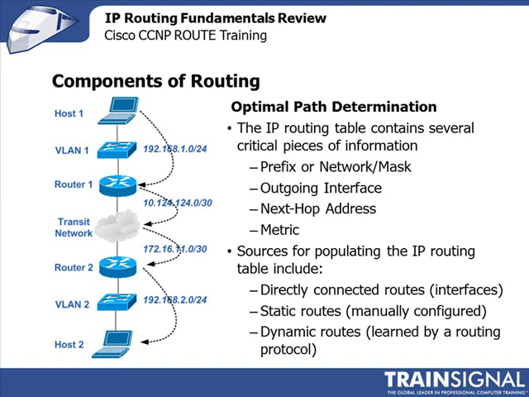It starts with directly connected routes or interfaces. Interfaces that are configured on a router are considered to be the most believable because they have to actually be functioning. Then there are static routes, which are manually configured by a network administrator. And then finally there are dynamic routes, which are learned by some sort of routing protocol. And these are generally the three ways the IP routing table is populated.